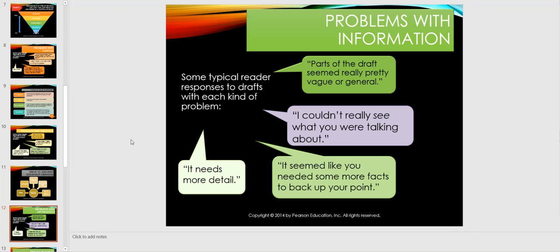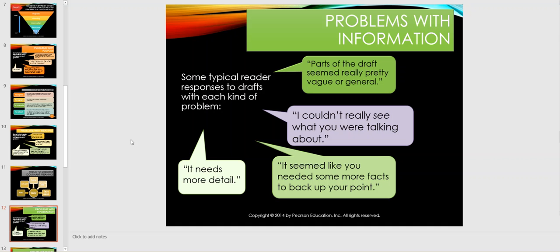Problems with information. Parts of the draft seem pretty vague or general. So, for example, in essay one, if I ask you to write specifics, you're looking at maybe developing some more details, some more information, because it just seems very vague. I'm not getting what I need out of that particular scene that you're writing about. I couldn't really see what you were talking about. It seemed like you needed more facts to back up a point.